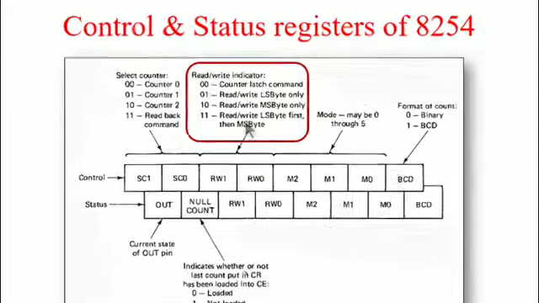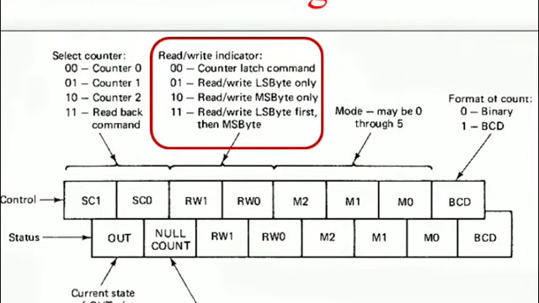the read/write indicator, that is RW1 and RW0. If it is 0 0, it is the counter latch command. If it is 0 1, which is a very important one, it is read/write least significant byte only. So if you put 0 1 in this control word, only the LSB is considered. If you write 1 0, only the MSB is considered, and if you write 1 1, it means the least significant byte first and then the MSB next.